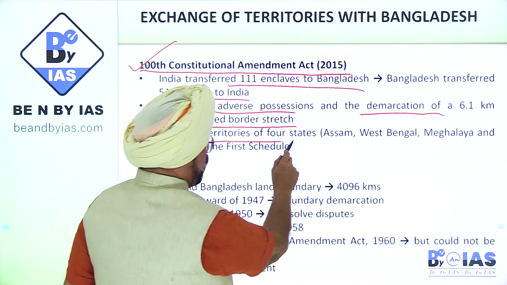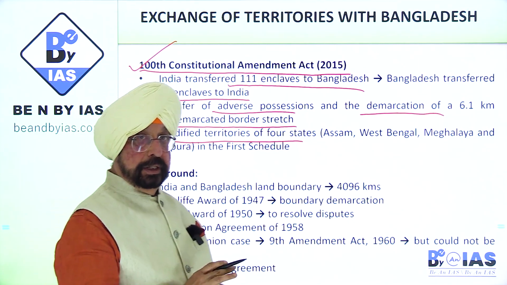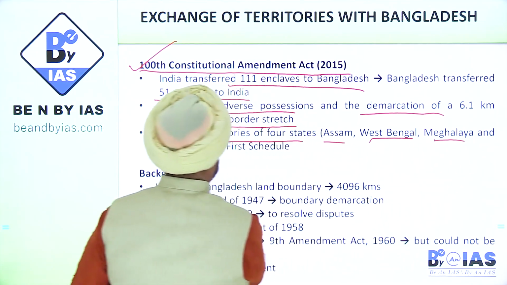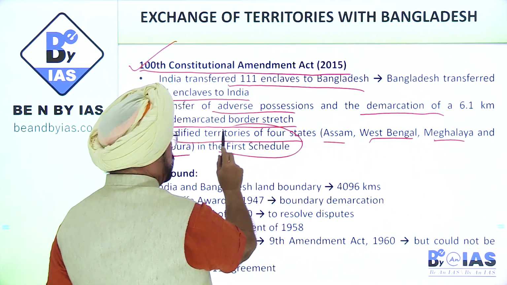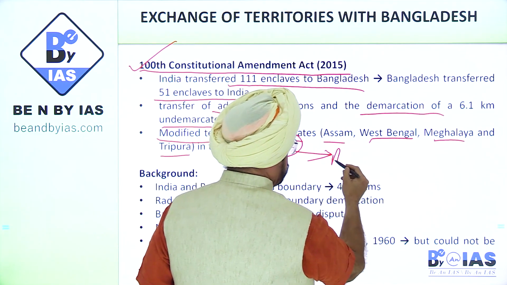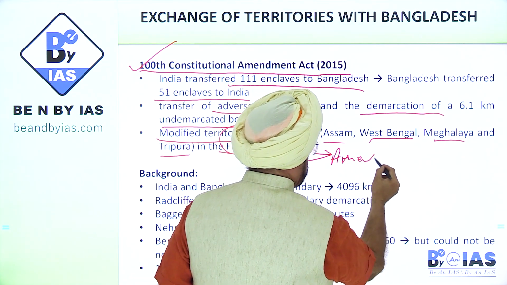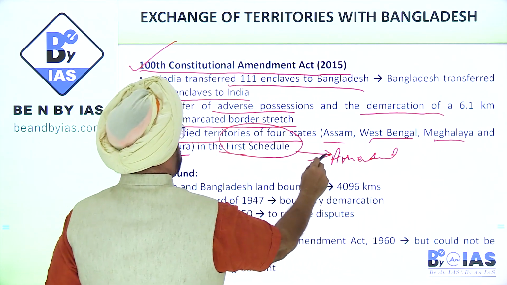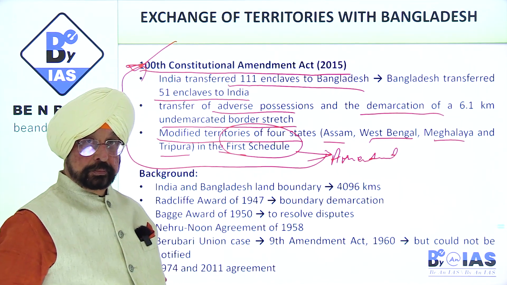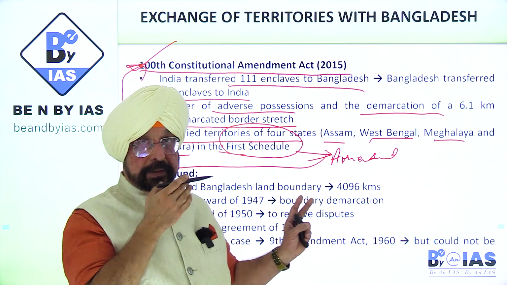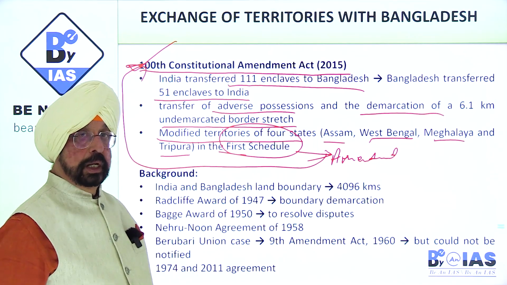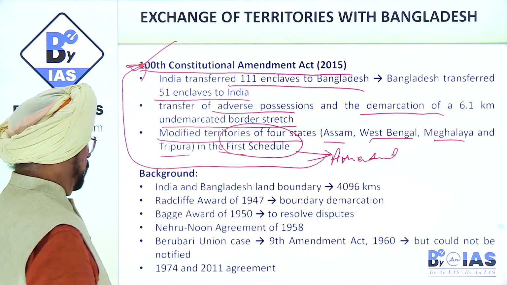It modified territories of 4 states. So from where was this modification, demarcation, done? Assam, West Bengal, Meghalaya and Tripura in the first schedule. So there was an amendment to the first schedule, and that amendment was this one, the 100th amendment. So what was the background? This is not required for the purpose of your law optional, may not be required. I'm not saying not required, but it may not be required, but certainly required for your polity paper.